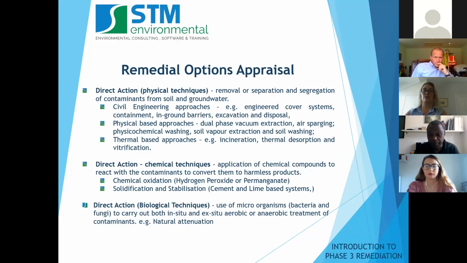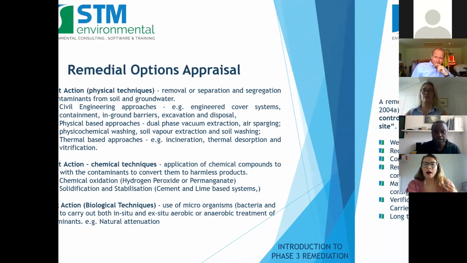Biological techniques, probably arguably the most sustainable, where you're using microorganisms to break down contamination naturally. The problem with those techniques is that you need quite a lot of time. So if you've got a big site and you're not in a hurry to develop it, let the microorganisms loose onto it. Okay.